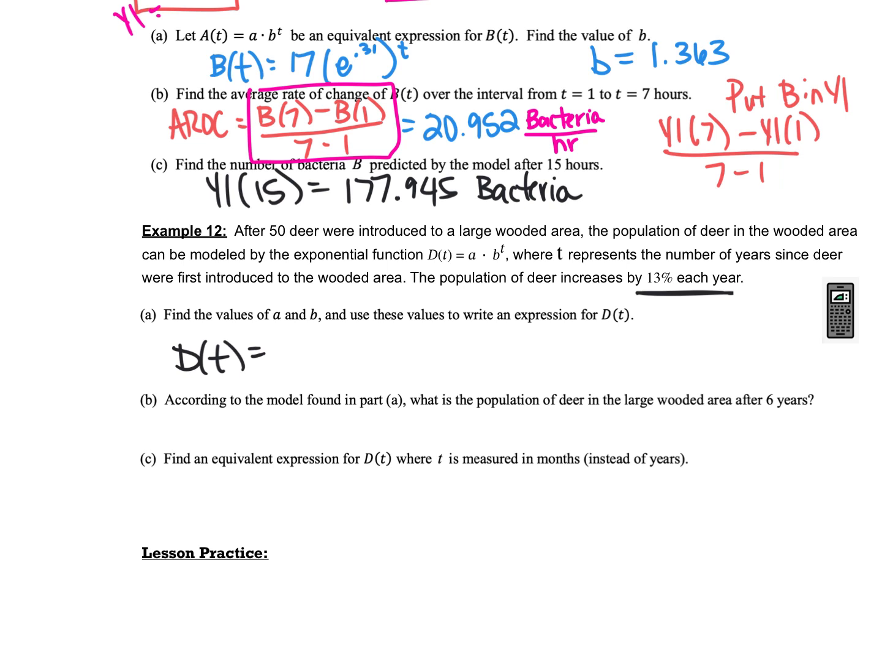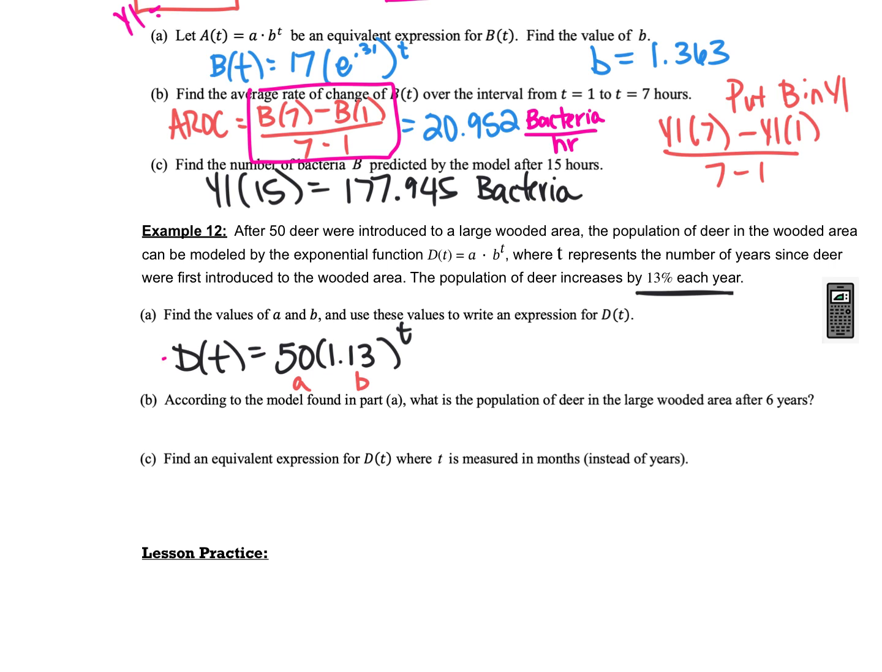How many deer did we start with? 50. If it's growing by 13% each year, what's my base going to be? 1.13. It's 100% plus how much we're growing. Okay. So which of those values is A and which is B? A is 50. Yep. And 1.13 is the B. Now, that's in years.